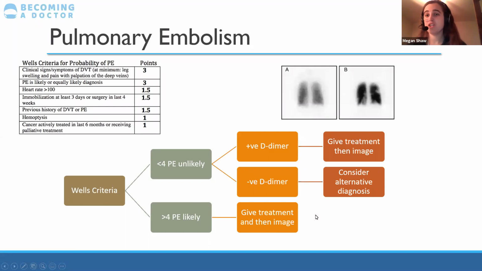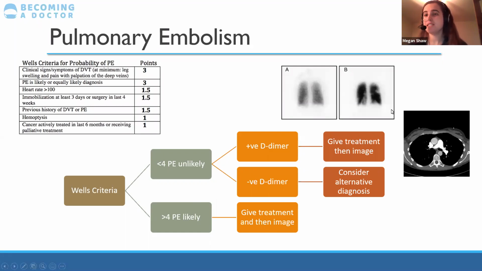What imaging are you going to do? VQ scan or CTPA. CTPA is first line for most people. If you're over 40 or there are no contraindications, CTPA is what you want. VQ scan is the slightly older version. This has less radiation and it's a nuclear medicine scan. So this is something you might consider for someone who's pregnant or a younger person where you don't want to expose them to the radiation of a CTPA. But anyway, back to A2E assessment.